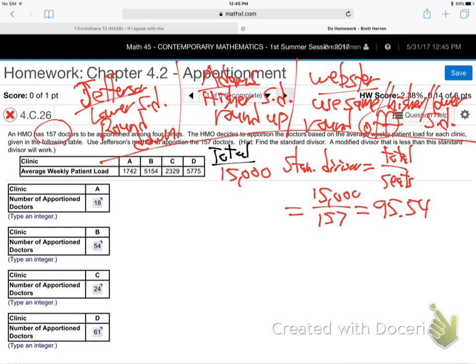Adams, it's just the opposite. Pick a higher. Like if this was Adams' method, I would pick something higher than 95.54, like 96, 97, maybe 100. I don't know. And divide them all by that number. And round them up. And just keep fooling with it until you get a total of 157.